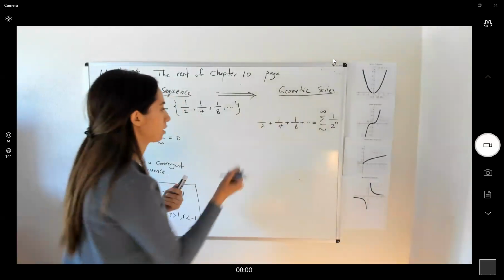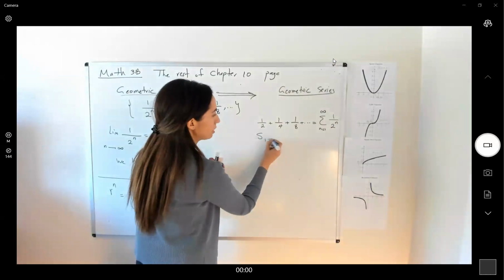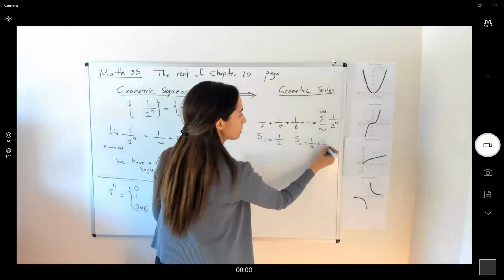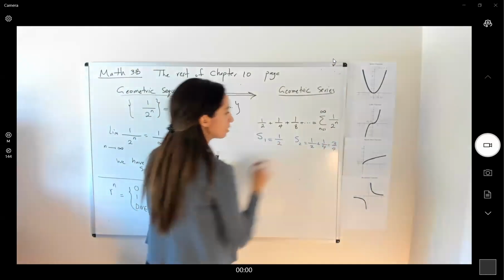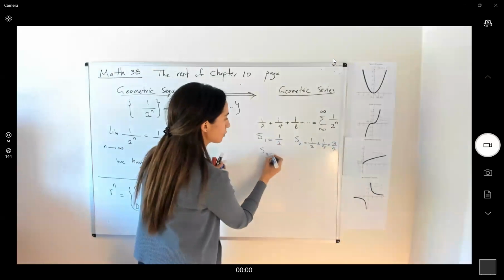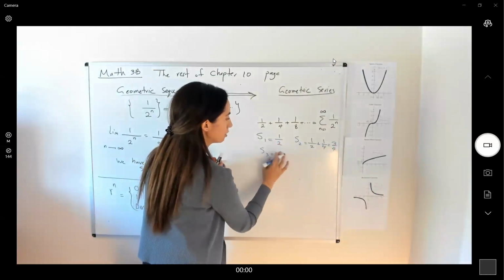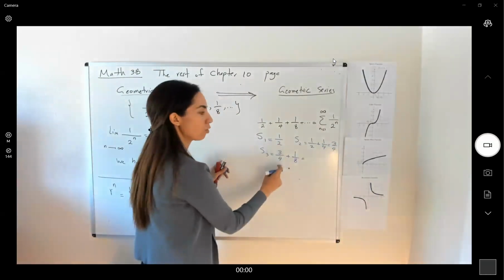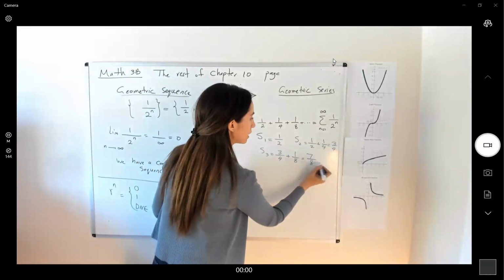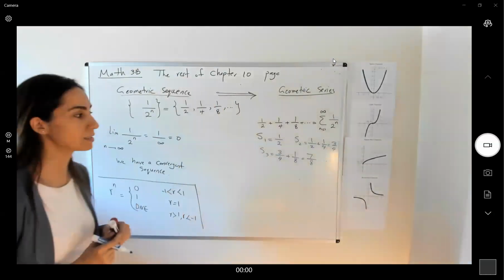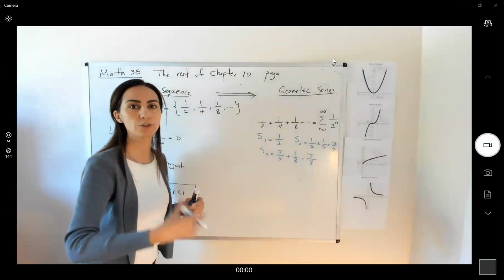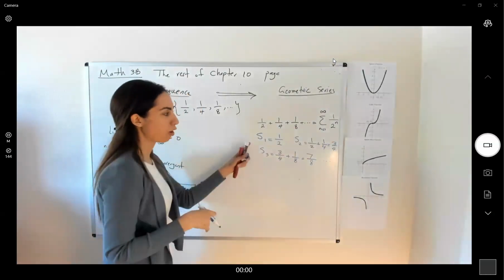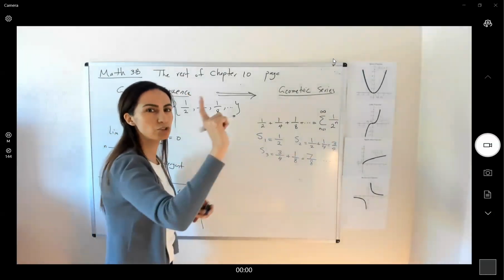Take a look at partial sums. S sub 1 is a half. S sub 2 is a half plus a fourth, which is 3/4. S sub 3 is 3/4 plus 1/8 or 6/8, 7/8. You can continue this process and you can see if you write the first 30 terms of these partial sums, it approaches 1.